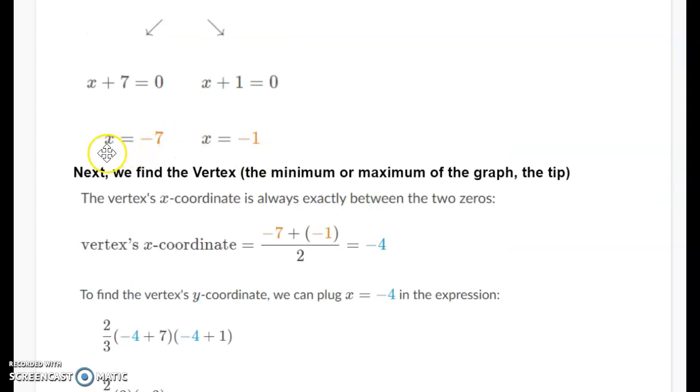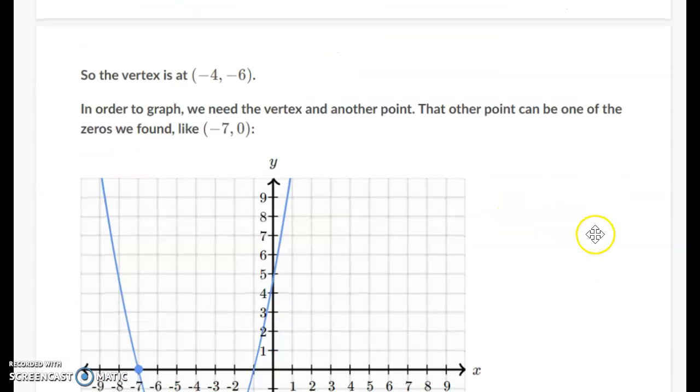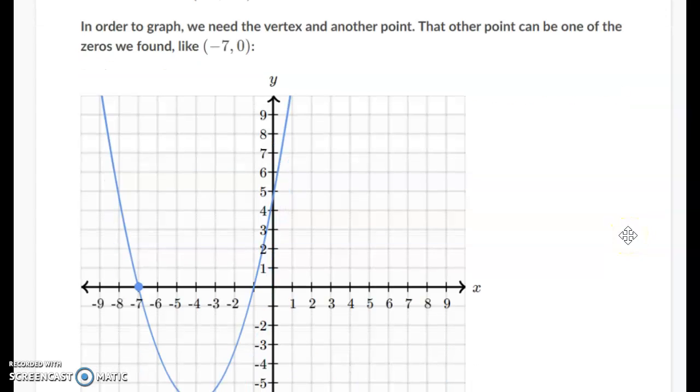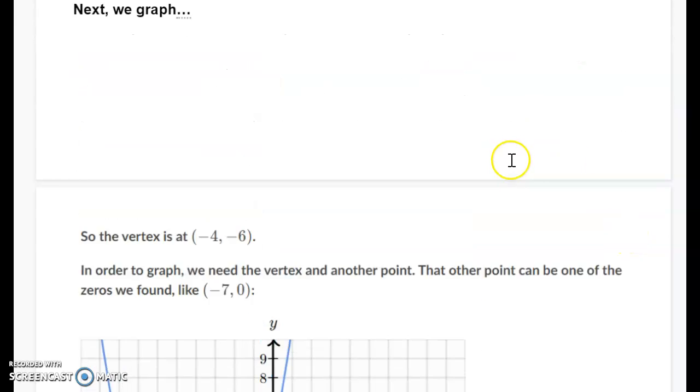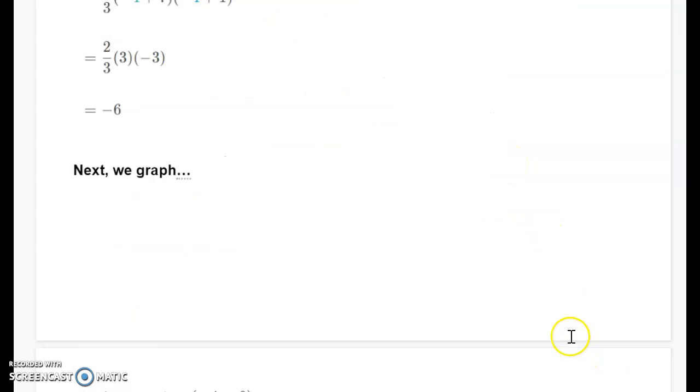And then we also have these 2 points. So now we have 3 points total, so we're ready to make our graph. Okay, vertex, -4, -6. In order to graph, we need the vertex and another point. The other point can be one of the zeros, it can be -7, or we can use both of them. We can use -7, -1.